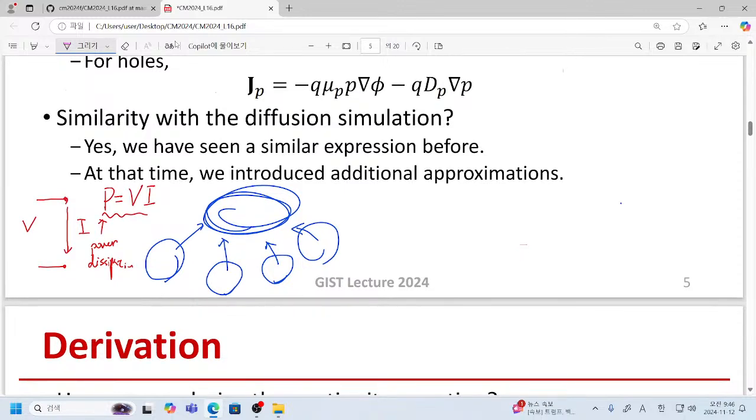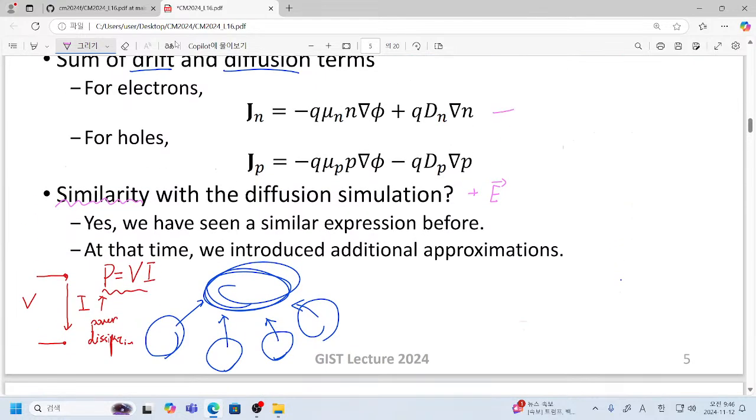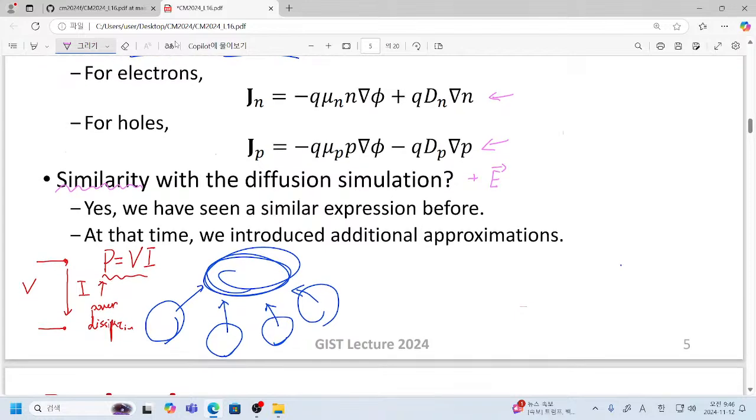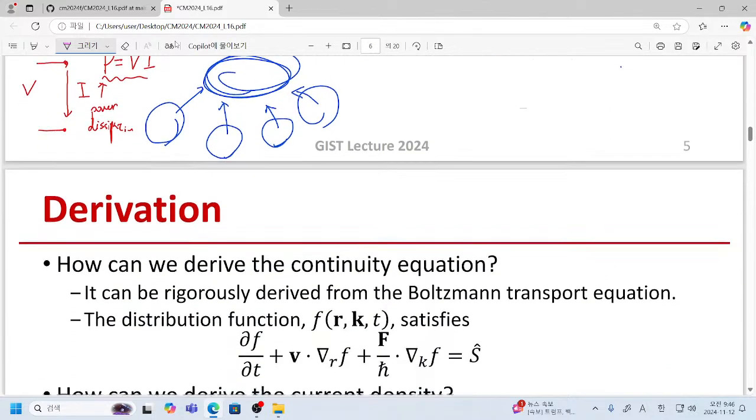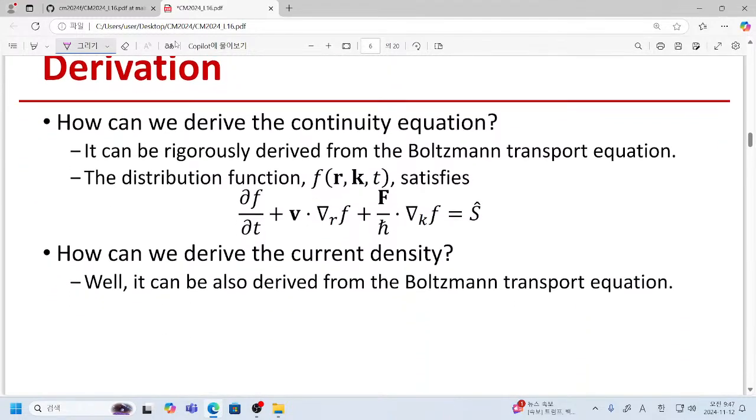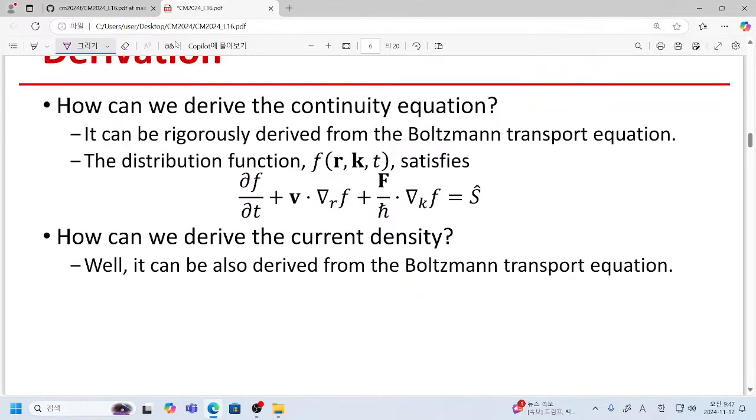So you may find that this is quite similar to our previous dopant diffusion simulation. At the time we considered the electric field effect, and actually yes, it is identical with that form. We have seen similar expressions before. It is because they share the same thing.